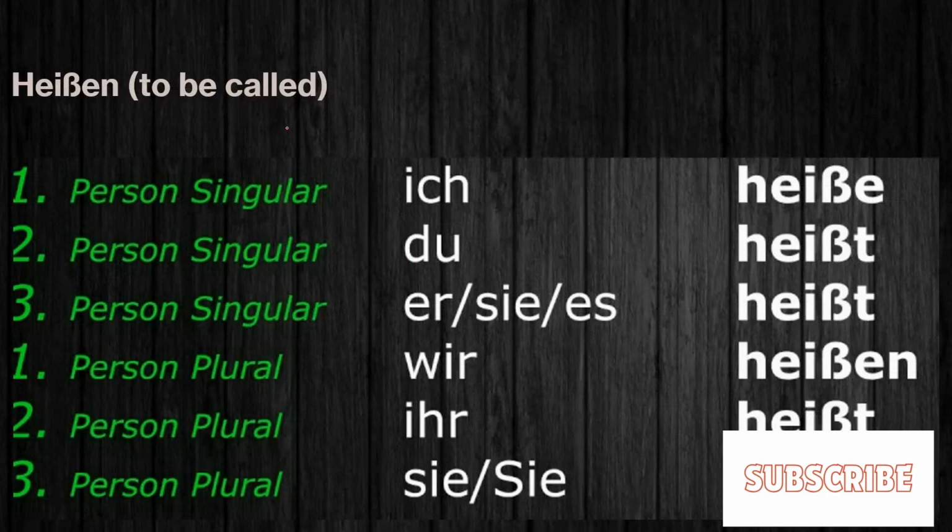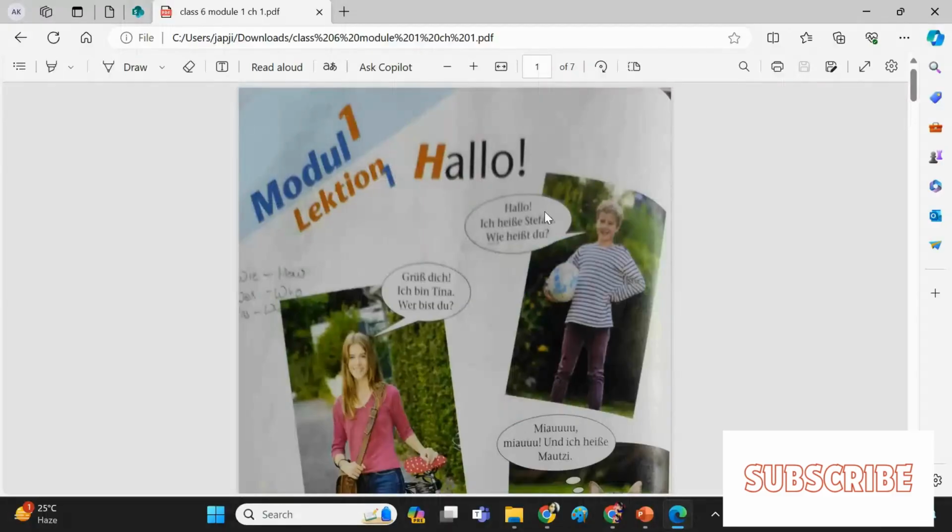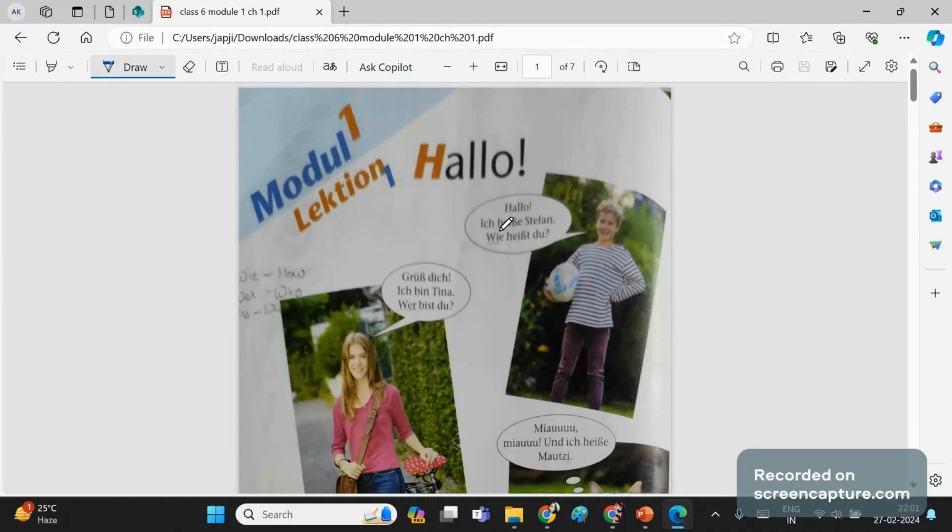Now before we discuss the conjugation of heißen, I would like to read this text of the book. So as you can see over here, it's written Hallo. From the greetings we have learned that Hallo means hello. Now, Ich heiße Stefan, wie heißt du? So it means I am called Stefan, how are you called? So wie in German is how. Okay.